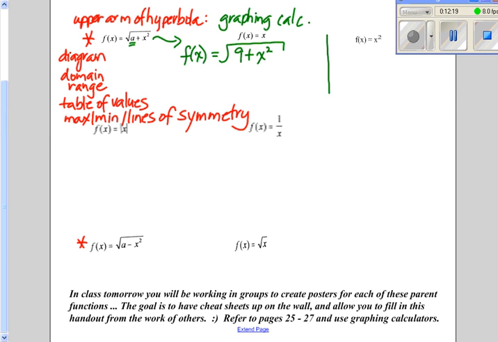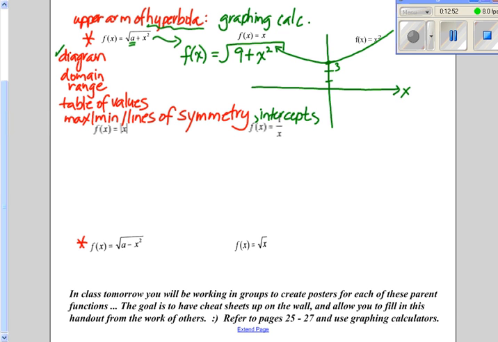When I drew a graph, I have a y-intercept of 3. Intercepts would be nice. And a gently curving hyperbola that way and that way. So I have its name. I have a diagram, which I should always label. I should put some values there. The domain and the range.